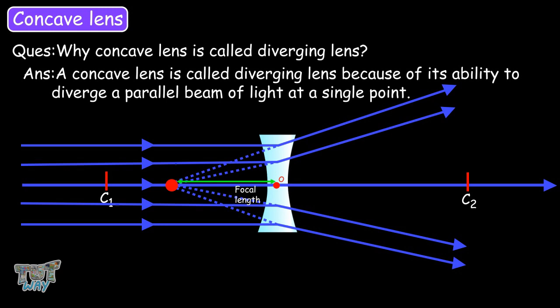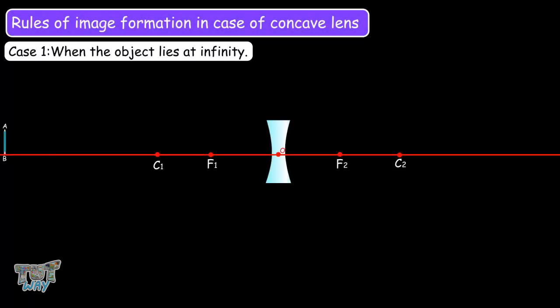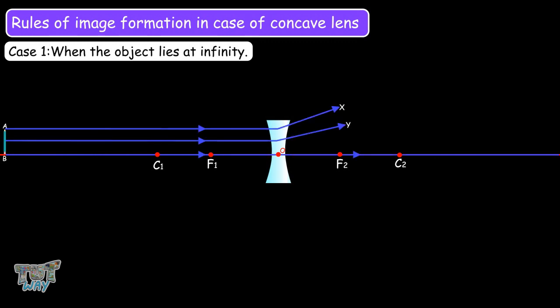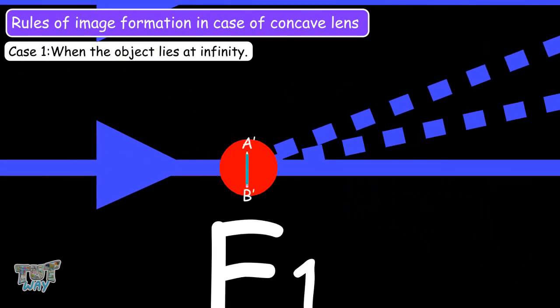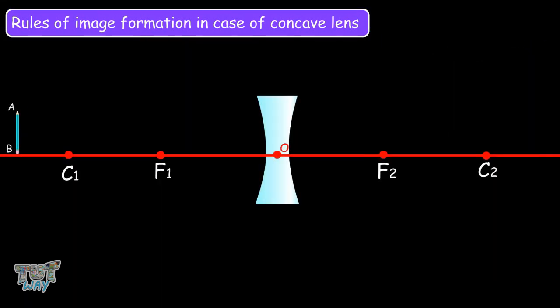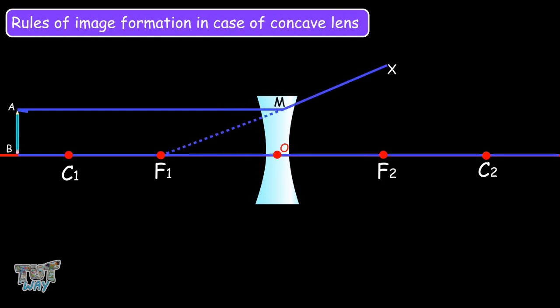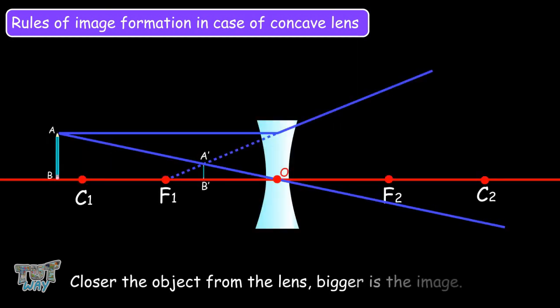Now, let's revise the image formation in the case of a concave lens. If the object is placed at infinity, the image is formed at the focus. The image is a highly diminished point-sized virtual image. If the object is placed anywhere between infinity and the optical center of the lens, a virtual diminished image is formed between the focus and the optical center of the lens. The closer the object is to the lens, the bigger the image is.